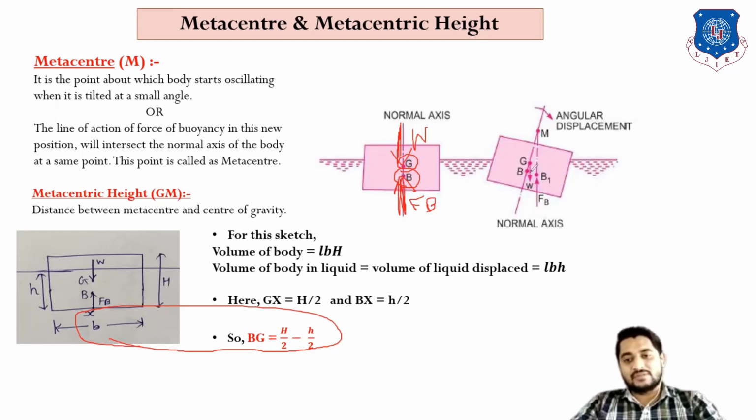If we tilt this body at some angle, that means if we give angular displacement, then point G, the center of gravity, will remain as it is with respect to the body, but point B changes and it will convert into B1. So the weight will be applied here in the downward direction, and the buoyancy force will be applied here in the upward direction. If we extend this buoyancy force line, it meets the center line at one point, and that point is known as the metacenter. Basically, when the body is tilted at some angle, the point about which the body starts oscillating is known as the metacenter.